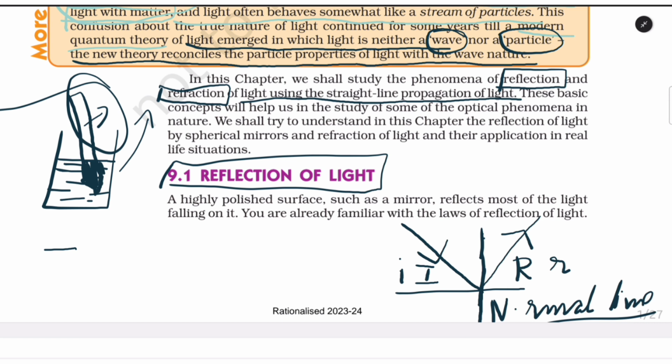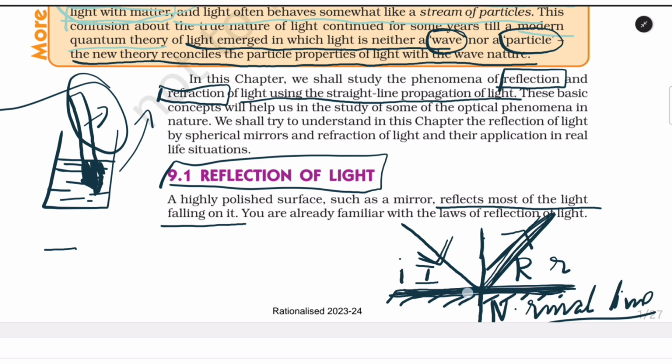See here, a highly polished surface. You feel that this is a mirror. When the laser light falls on it here, it will reflect back in another direction. A highly polished surface such as a mirror reflects most of the light falling on it. Here this is one example you can see, or you can do the experiment yourself also.